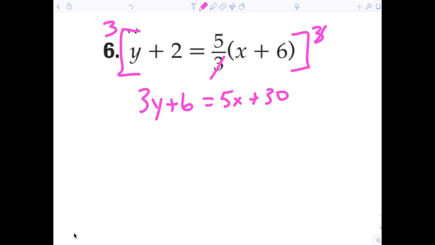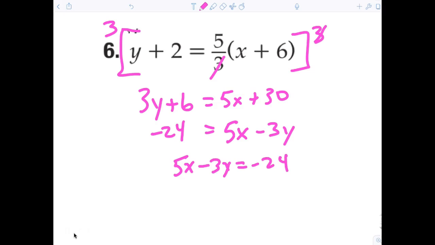So what am I moving? What needs to be moved? The 3y needs to be moved, correct? And what else needs to be moved? The 30, right? Because I want the x value to stay positive. So I move the y. So 5x minus 3y is equal to somebody? Negative 24. But of course, 5x minus 3y equals negative 24. Good job, very easy.